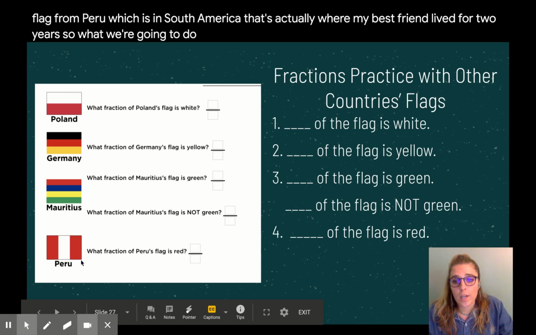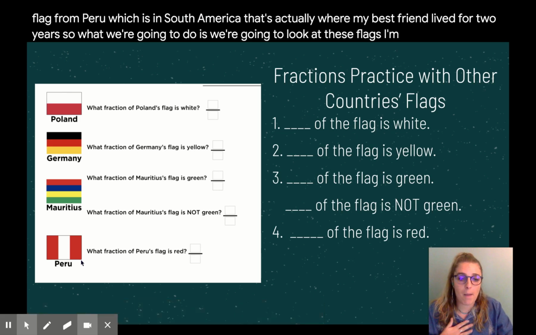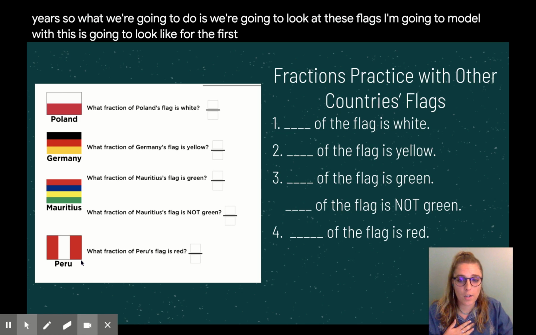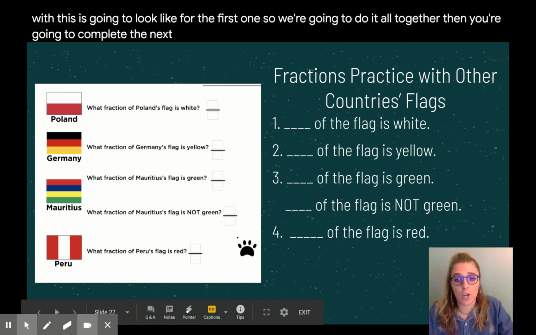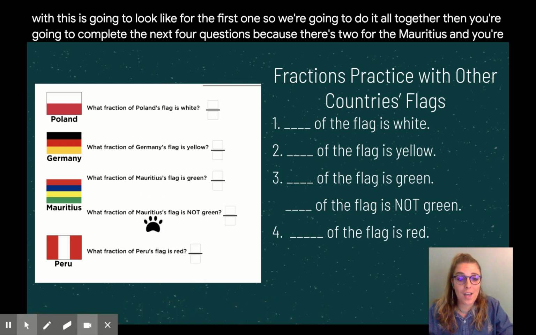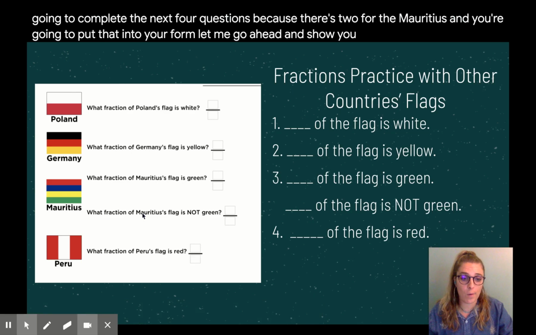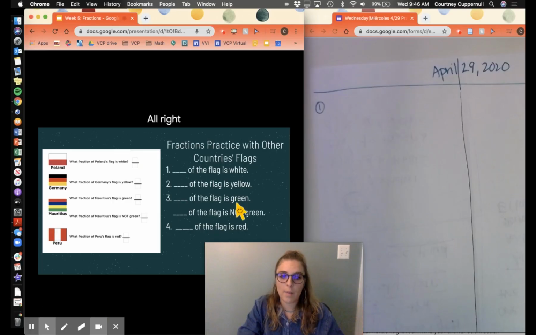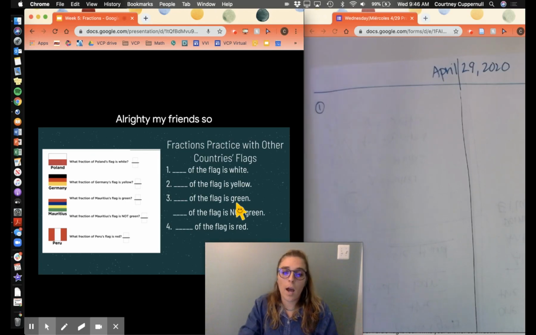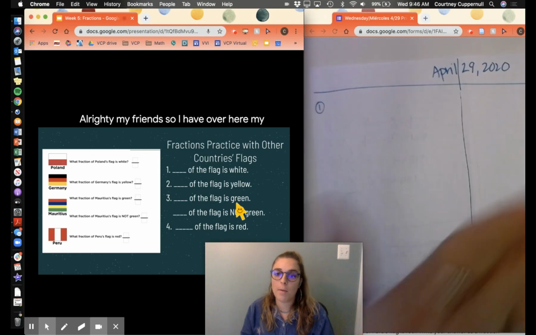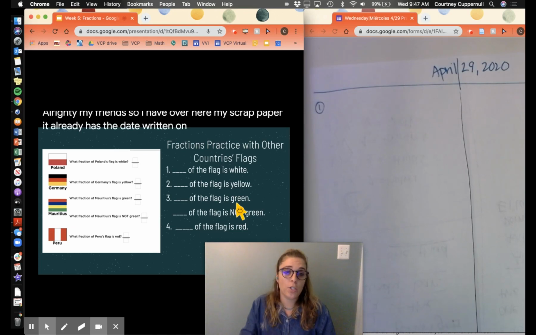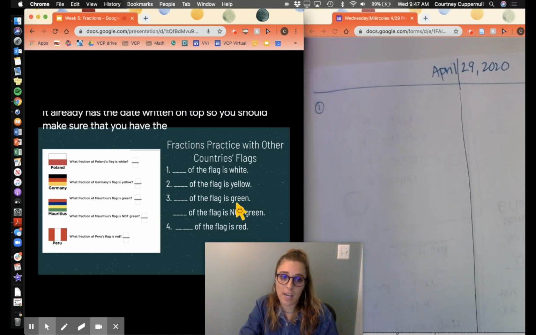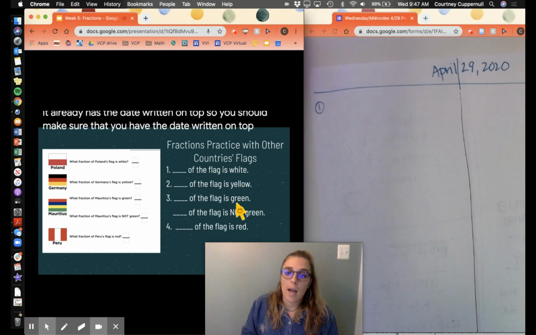So what we're going to do is look at these flags. I'm going to model what this is going to look like for the first one, so we're going to do it all together. Then you're going to complete the next 4 questions because there's 2 for the Mauritius, and you're going to put that into your form. Let me show you where we're going to be putting this information. Alrighty, my friends. I have over here my scrap paper. It already has the date written on top, so you should make sure that you have the date written on top. Let's rock and roll.